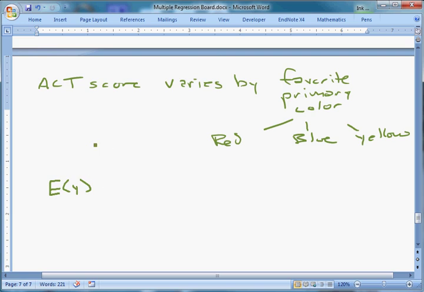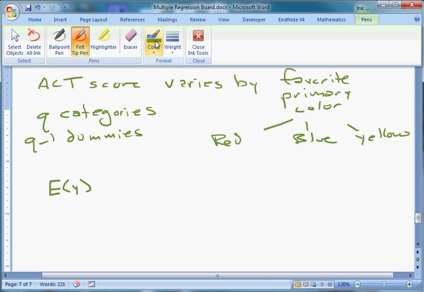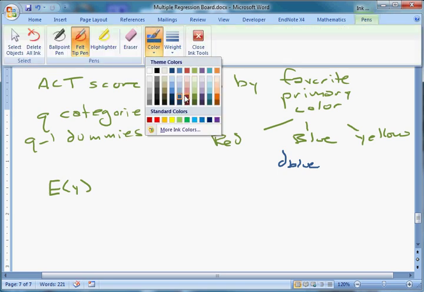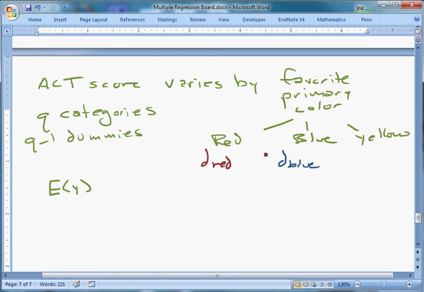Well, for our model, we're going to need to define two dummies. This is the way that it works. If you have Q categories, you need Q minus 1 dummies. You can pick whichever ones you want, but the way I'm going to do it is I'm going to define D blue and D red. You don't want to have all three. If you had all three, you'd have a problem with collinearity or multicollinearity, and then you wouldn't be able to estimate it. So you always want to leave one empty, and I'll show you what it looks like when we get there.